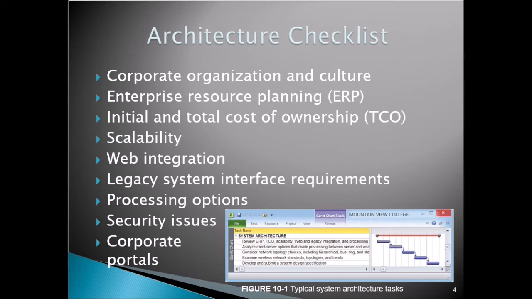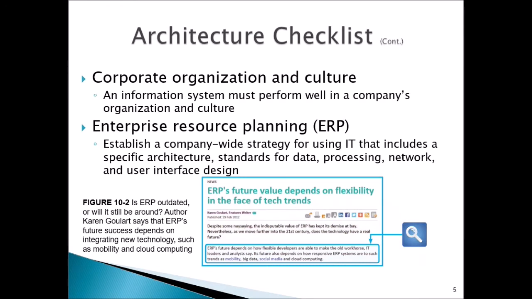Enterprise resource planning, so from the ERP process. Initial and total cost of ownership, so those are two separate things, we'll go into that. Scalability, web integration, legacy system interface requirements. A lot of these legacy systems are old mainframe COBOL type systems, believe it or not, even still. Processing options, security issues, and corporate portals. So let's continue going through this in some detail.